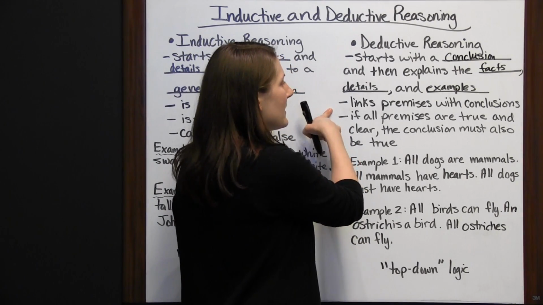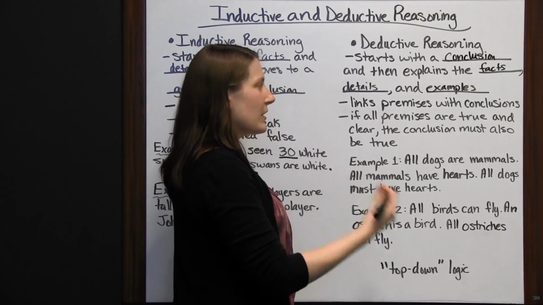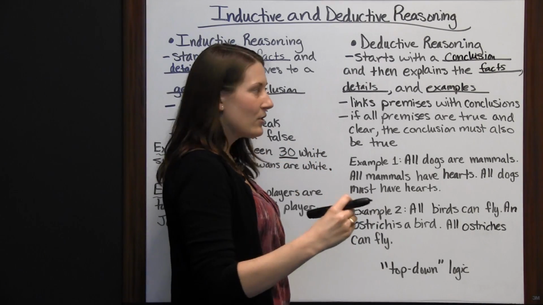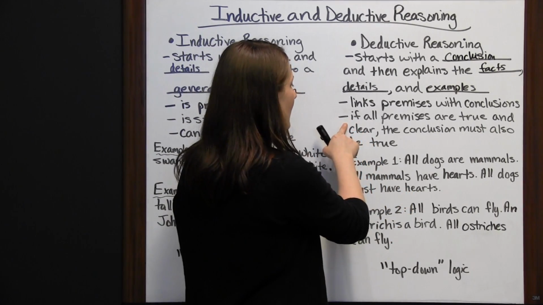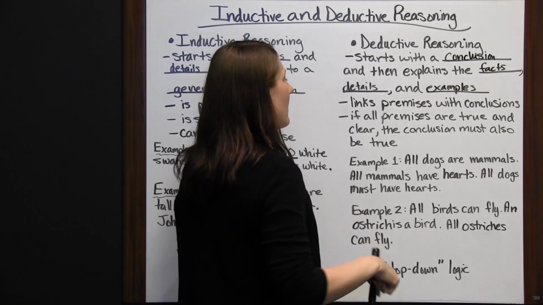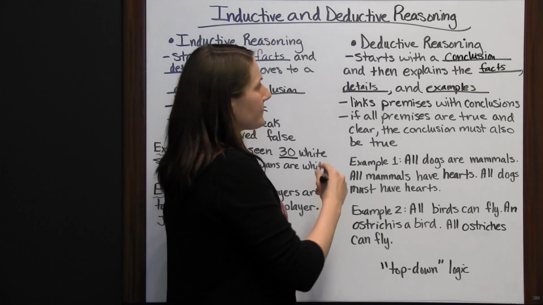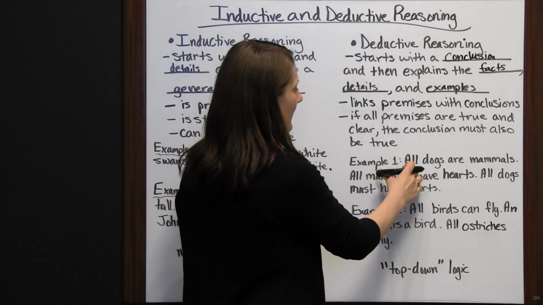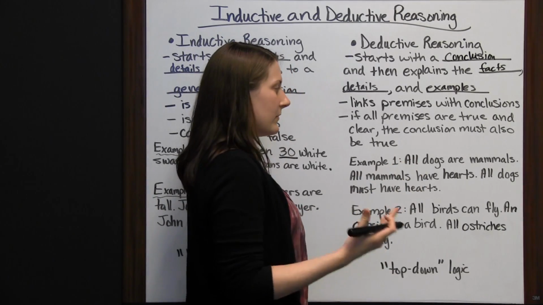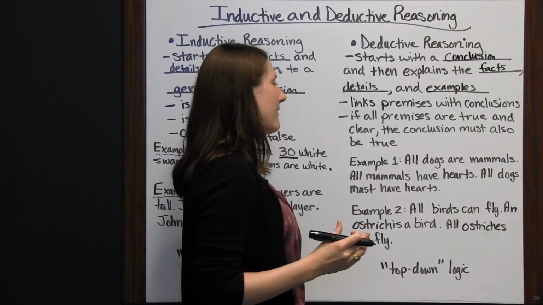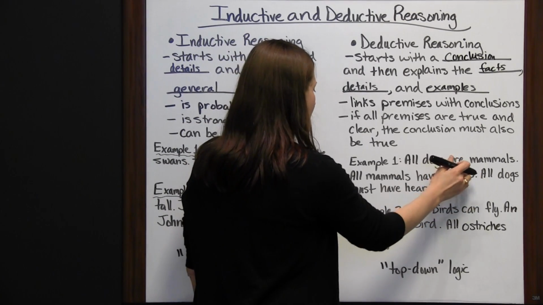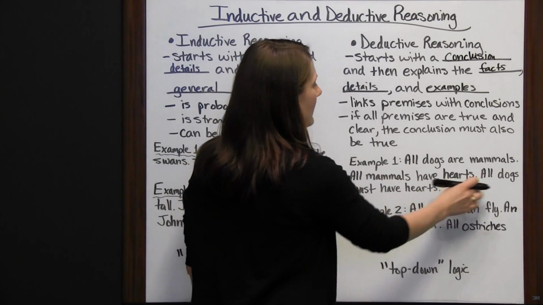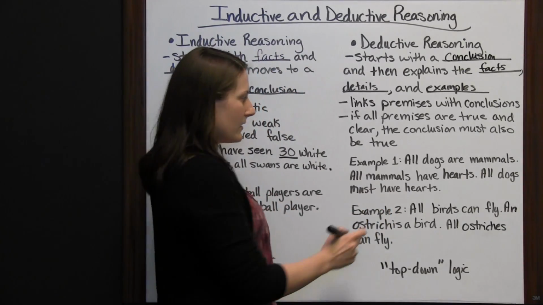This one links premises with conclusions. So you come up with a certain premise and it's linked to your conclusion that you started with. If all premises are true and clear, then the conclusion must also be true. So you start with this one. All dogs are mammals. Okay. All mammals have hearts. Okay. So based on the fact that all dogs are mammals and all mammals have hearts, all dogs must have hearts.